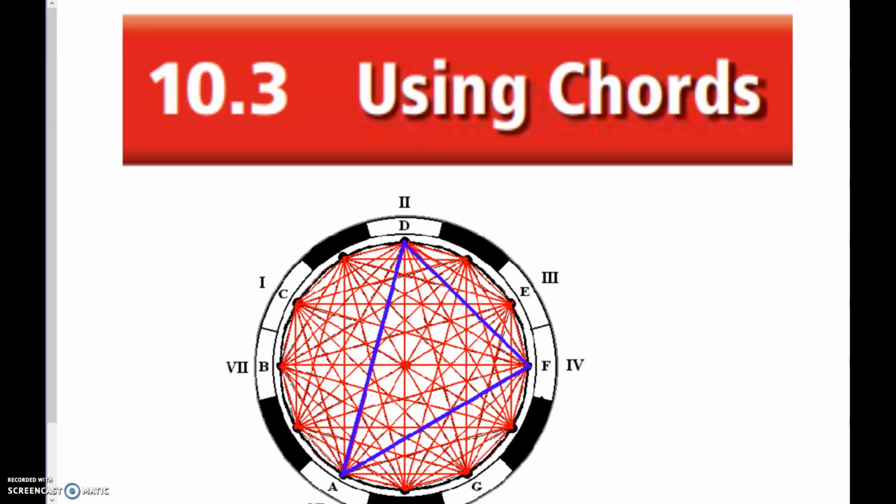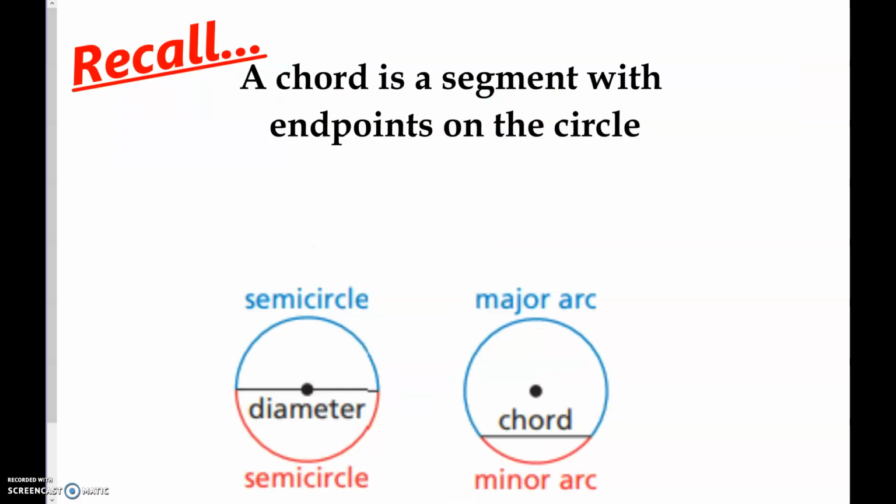Today we're going to be covering 10-3, which is using chords, how chords are used in a circle. As a little bit of a review, we were talking about a chord, and the largest chord in a circle is the diameter. It has the endpoints on the circle and it goes through the center. So this is the largest chord.